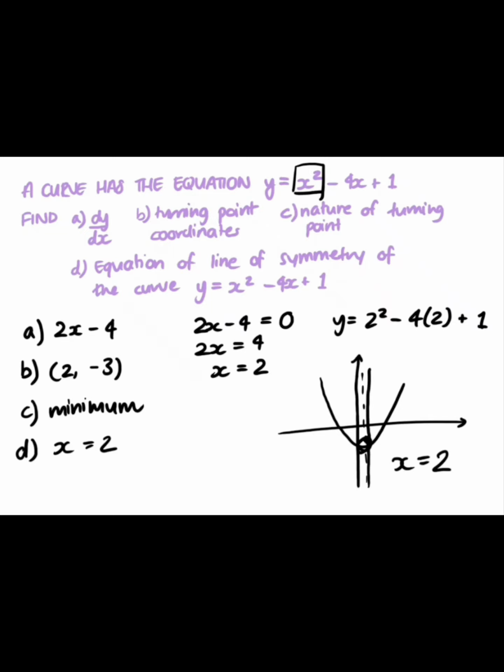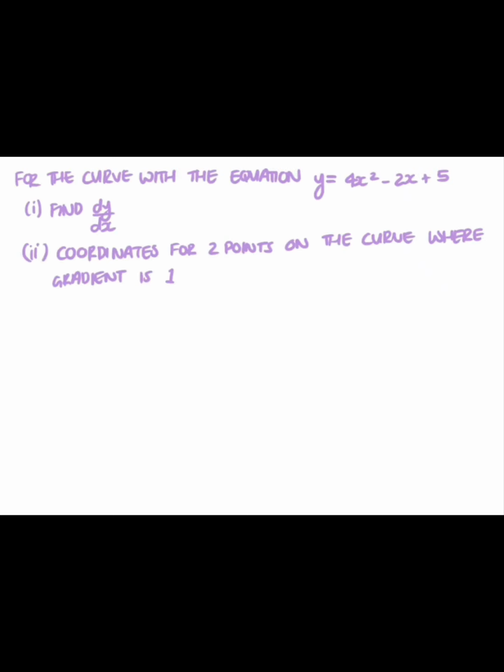So have a look at this question. It's not to do with turning points in particular, but it uses the same skill. So they've asked you for the curve with the equation y equals 4x cubed minus 2x plus 5. So first one is find dy by dx. So dy by dx, again, is pretty easy for us. Sorry, I wrote this wrong. It's 4x cubed. That's meant to say 4x cubed. Okay. So to differentiate that, we get 12x squared minus 2.